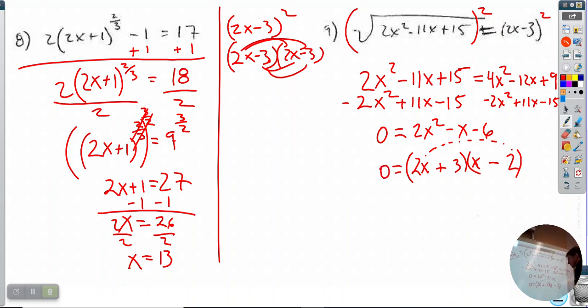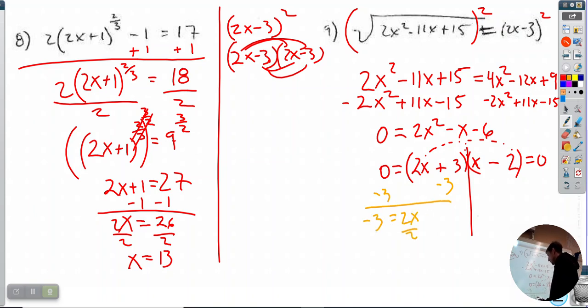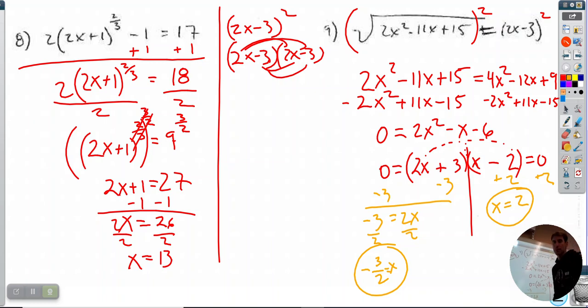All right, so now that I've factored this, now all I have to do is solve it. Now to solve, I need to split this apart and set each side equal to 0. Okay, so minus 3, and so I get negative 3 is equal to 2x, divided by 2, divided by 2. I get negative 3 over 2 is equal to x. Well, on the other side, plus 2, and so I get x is equal to 2. So we get 2 answers right there. All right, I think we got it.